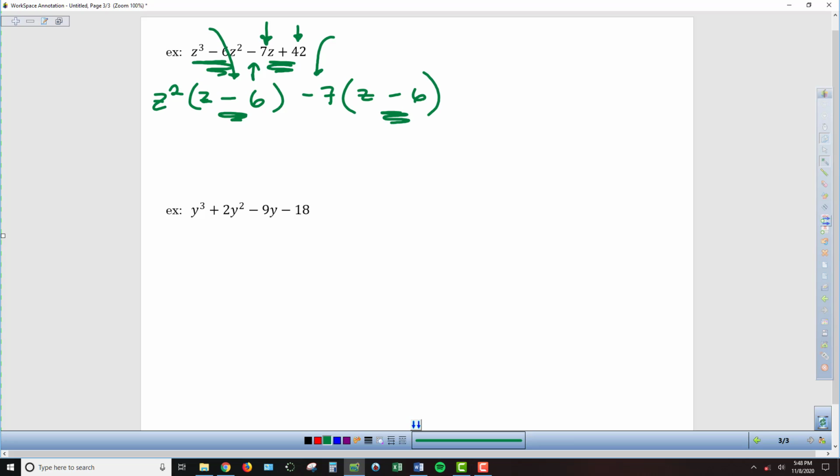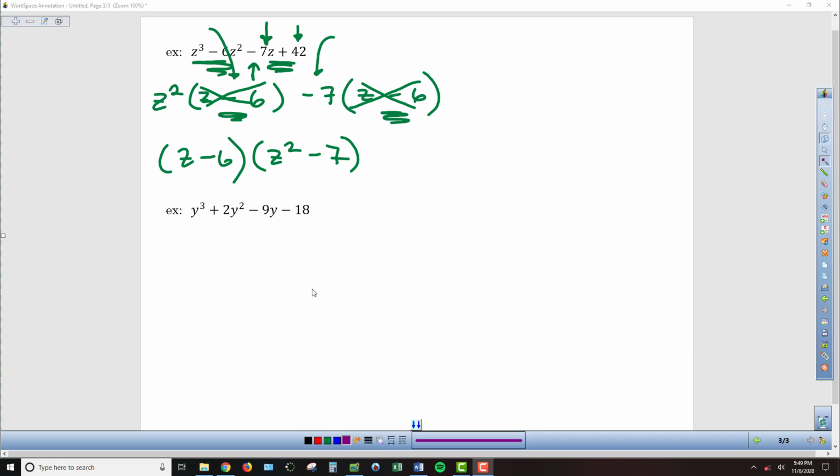But if we've got this far, now we can see, hopefully, that we do indeed have z minus 6 as being the common set of parentheses. So that's what's going to get taken away from both of these parts of the expression. And so then what's left behind? Well, in the first part, it's z squared, and then in the second part, it's minus 7.